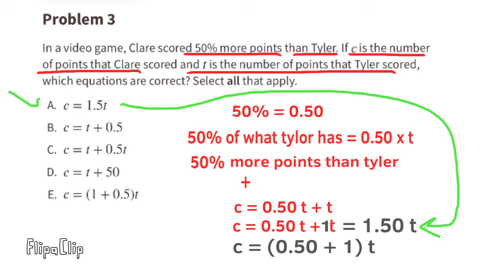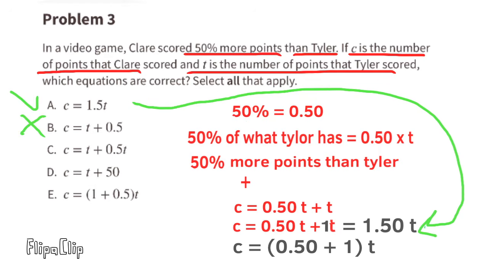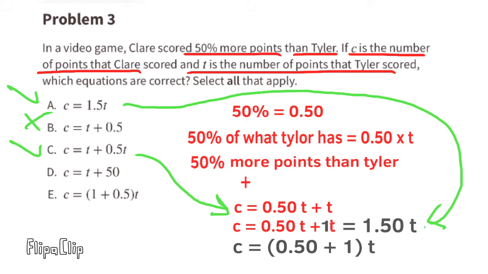Obviously, we can select A because C equals 1.5 T. I'm not going to select B because C doesn't equal T plus 0.5. I can select C because the equation for C has the same value as C equals 1.5 times T. I'm not going to select D because C does not equal T plus 50. And I will select E because C does equal 1 plus 0.5 times T.